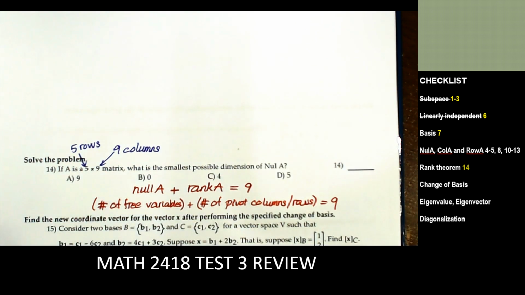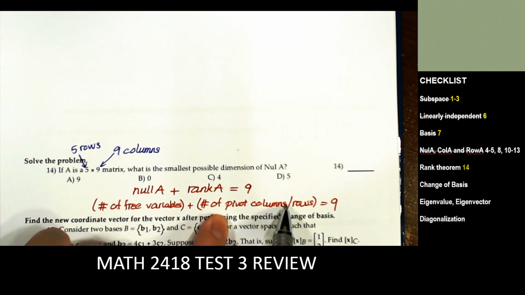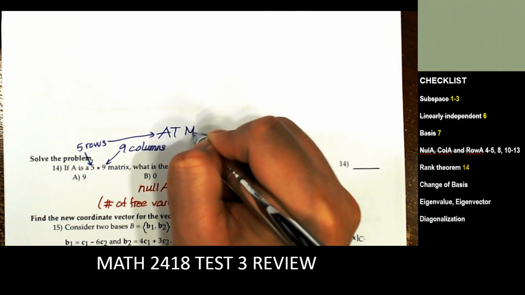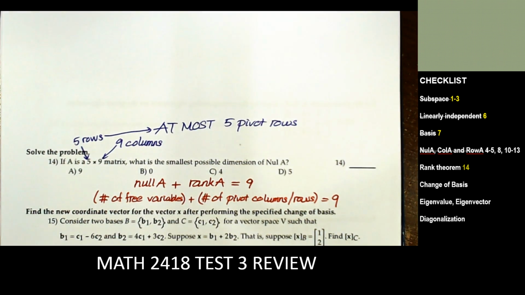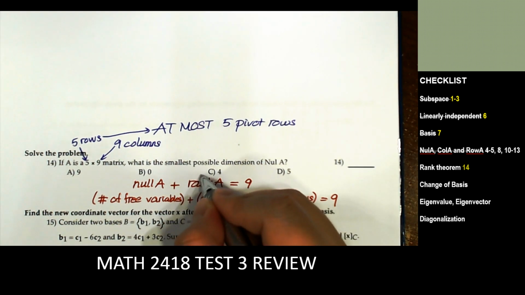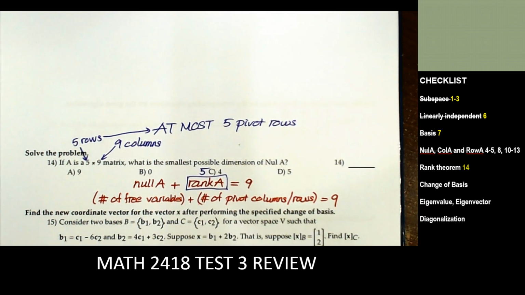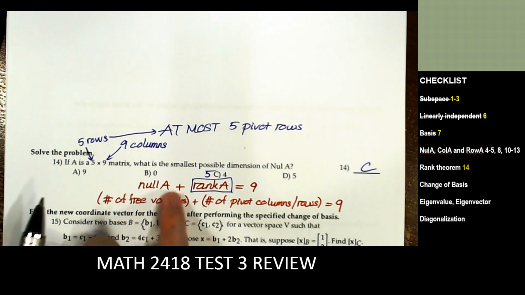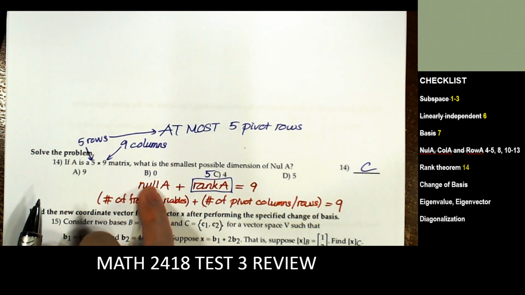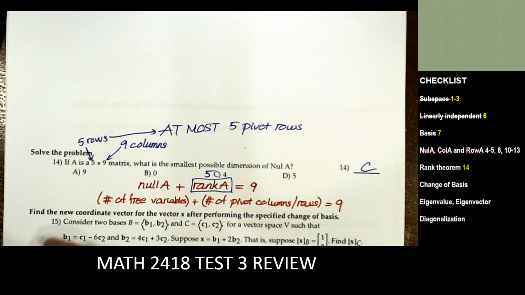Right. What we see here is we have the matrix 5 by 9, so we have 5 rows. So at most we only have 5 pivot rows, or 5 pivot columns. So this is at most of rank A here, at most of 5. That means the nullity of A has to be at least 4. So that's why we're going to choose C. Because at most we have 5, so nullity of A has to be 4 or more. So that's what we have.